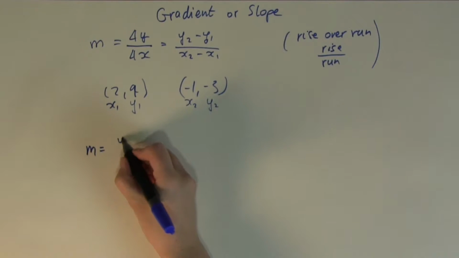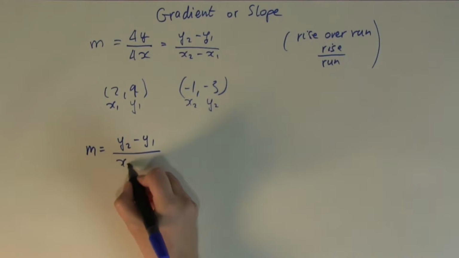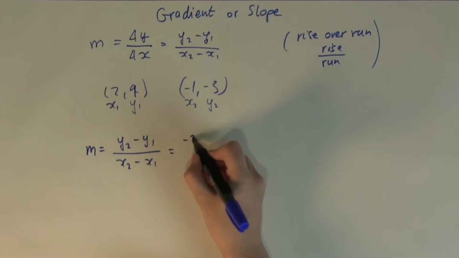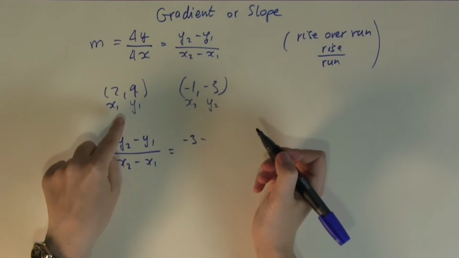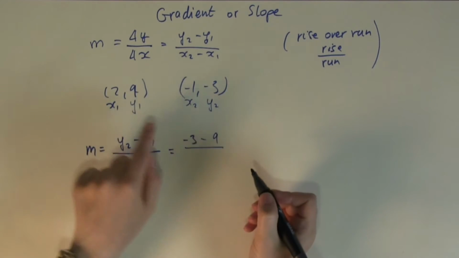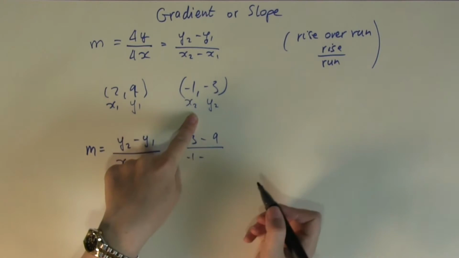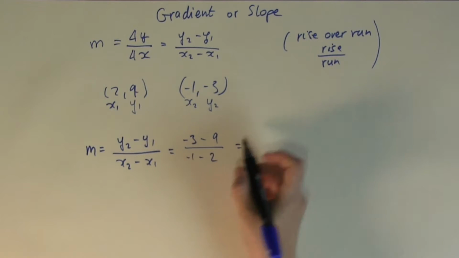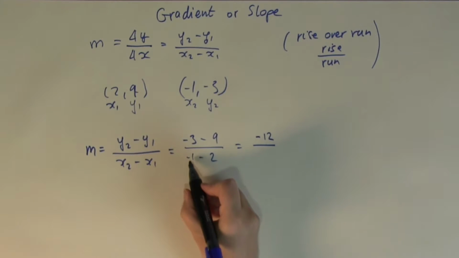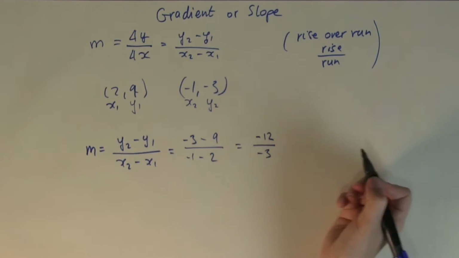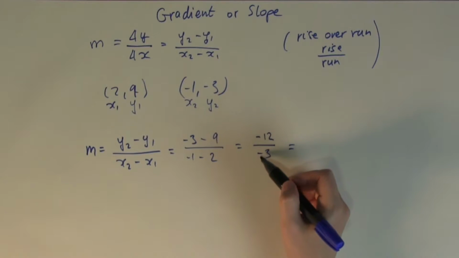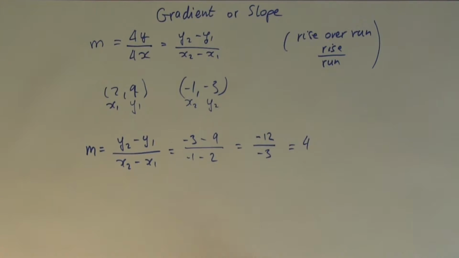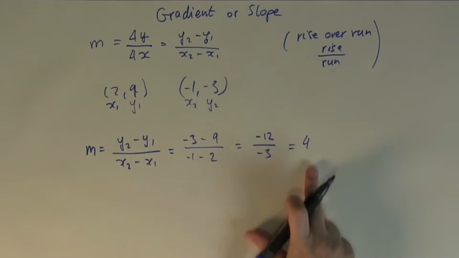So gradient equals y2 minus y1 over x2 minus x1. That is equal to y2, which is -3, take away y1, which is 9, over x2, which is -1, take away x1, which is 2. So -3 take away 9 gives you -12, and -1 take away 2 gives you -3. Negative divided by negative gives positive, and 12 divided by 3 gives you 4. So the gradient of this graph, or the slope of this graph, is 4.